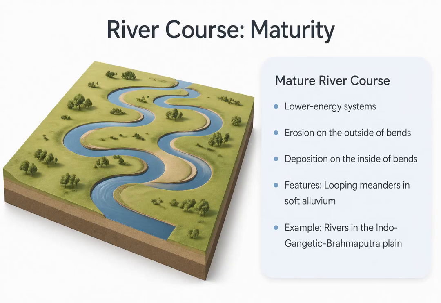When the river leaves the mountains and enters the plains, it enters its mature stage. This is a lower energy system. Because the ground is flatter, the river starts to swing side to side, creating looping curves called meanders. The water moves faster on the outside of these bends, causing erosion, while it moves slower on the inside, causing deposition. You can see this beautifully illustrated by the rivers flowing through the vast, flat Indo-Gangetic Brahmaputra plain.